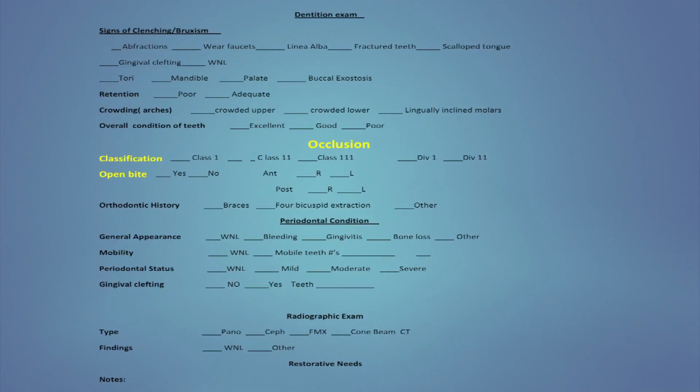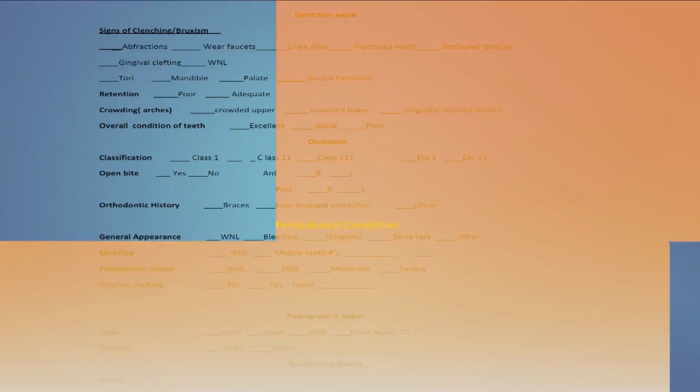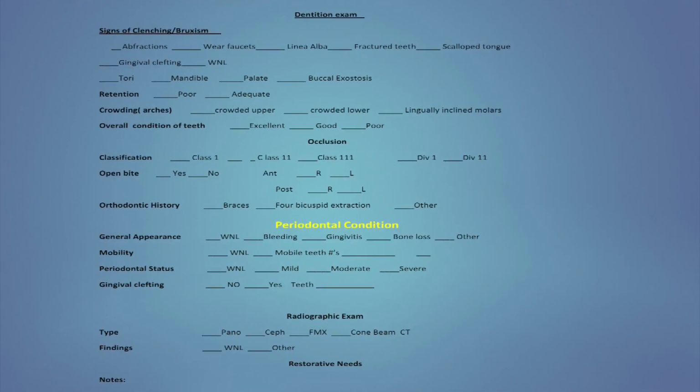Occlusion. We record, is it a class 1, class 2, or class 3? Is there an open bite? Is there an anterior open bite? Or is there a posterior open bite? And the periodontal condition, just the status of the periodontium. Again, we want a good, healthy periodontium to have a stable base for our oral appliances to be seated on.